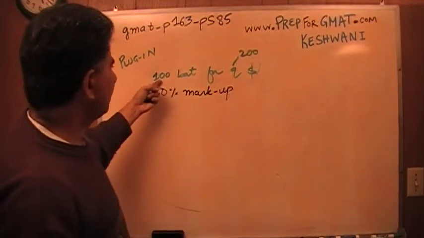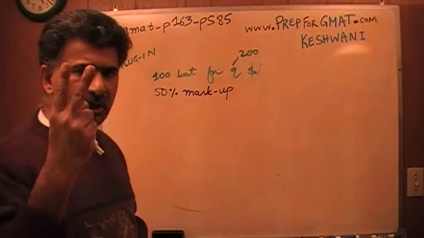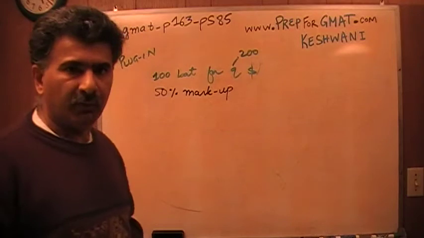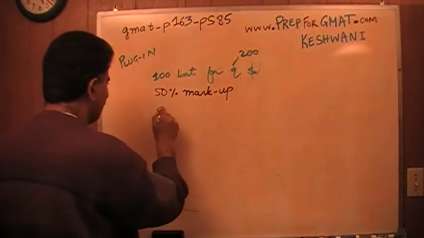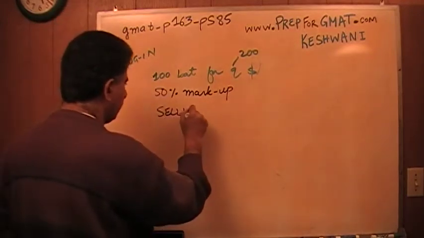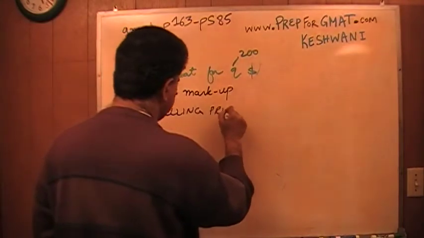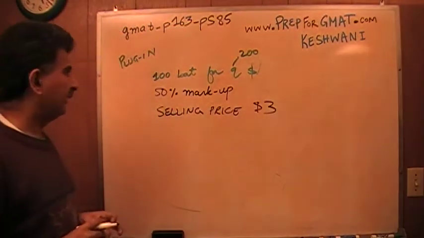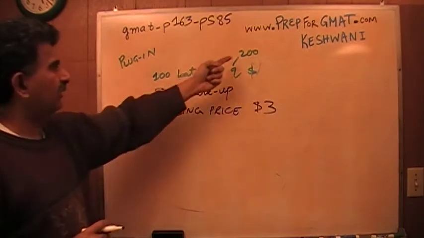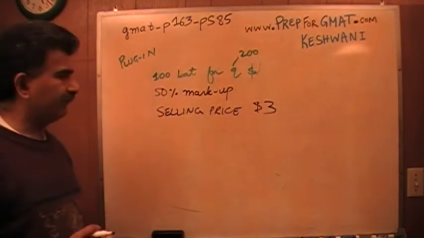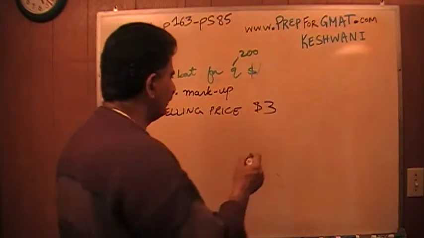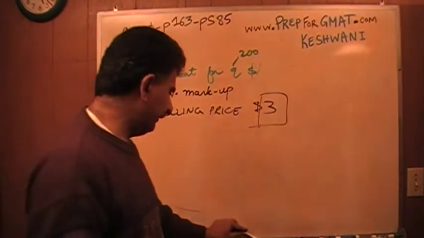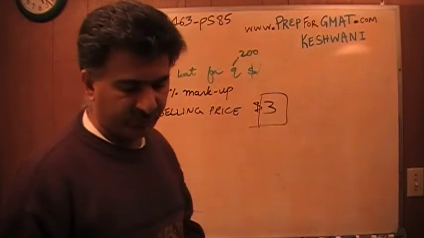So if you're buying 100 batteries for $200, you're paying $2 per battery. If you want a 50% markup, what are you going to sell it for? You're going to obviously sell for $3. I hope that you're able to see that, because 50% of $2 per battery is $1. So you're going to sell for $3. And that's what they're asking for. I'm going to put a box around it. That's my answer. So now I go to the answer choices.